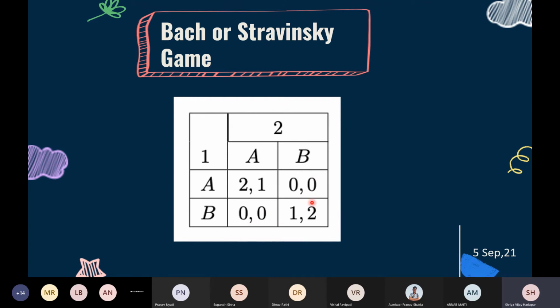If you look at it, we can't really use the same prisoner's dilemma logic over here, because if you fix player 2 to say that they've picked activity A, then player 1 is better off picking activity A. And if we fix and say player 2 picks activity B, then player 1 is better off picking activity B. So the better activity for player 1 changes depending on what the activity for player 2 is.